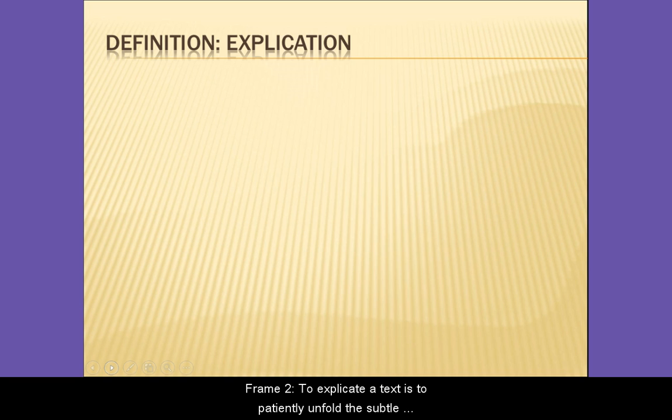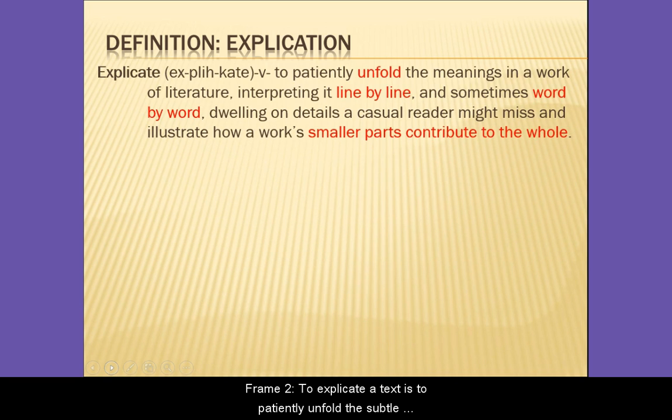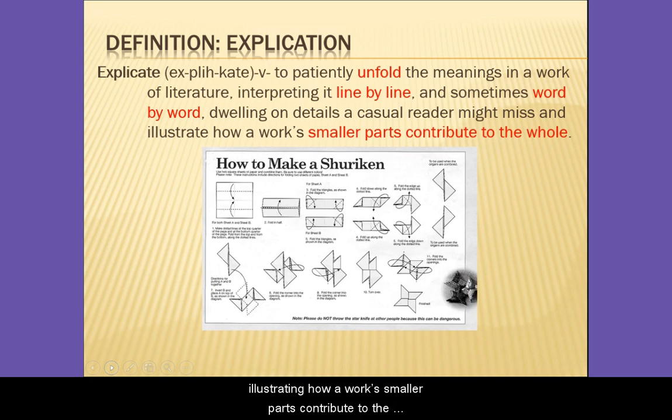To explicate a text is to patiently unfold the subtle meanings in it line by line, and sometimes word by word, dwelling on details a casual reader might miss, and illustrating how a work's smaller parts contribute to the whole. Typically, this whole is your paper that is working to some single, cohesive argument about an interpretive possibility in the poem. By breaking the poem into its elements, whether they are elements of sound, form, or style, you will see how the components lend to the entire interpretation and experience of a poem.